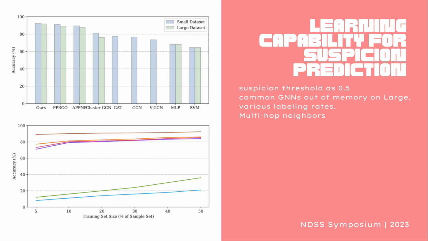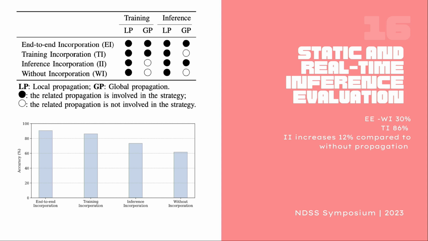And the common graph neural networks have out-of-memory issues on our large-scale dataset. We also evaluate the performance of our mechanism with different incorporation strategies, regarding using or not using the topology information during training or inference, respectively. The interesting one is the inference incorporation: for the local prediction model, we don't touch any topology information. But during the inference, we introduce our rank-based topology information. It can improve the accuracy by 12%. It means we can improve the performance of an existing machine learning model without any training.